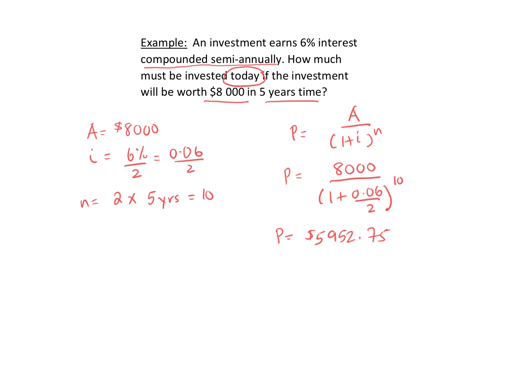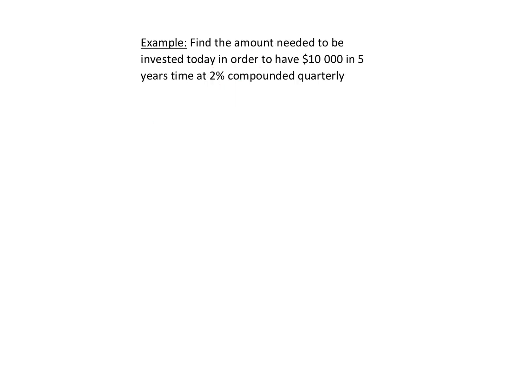So that makes sense because we should be starting with less than what we're ending up with because we are earning interest. So we're starting with just under 6,000. After 5 years, we would have that $8,000. First, we got a value of 5,952.75.